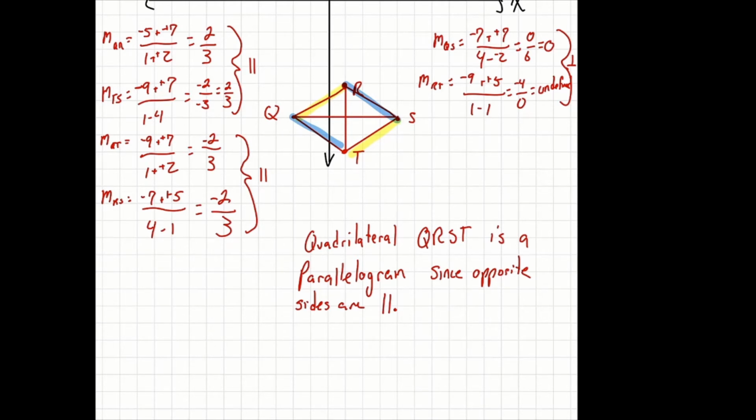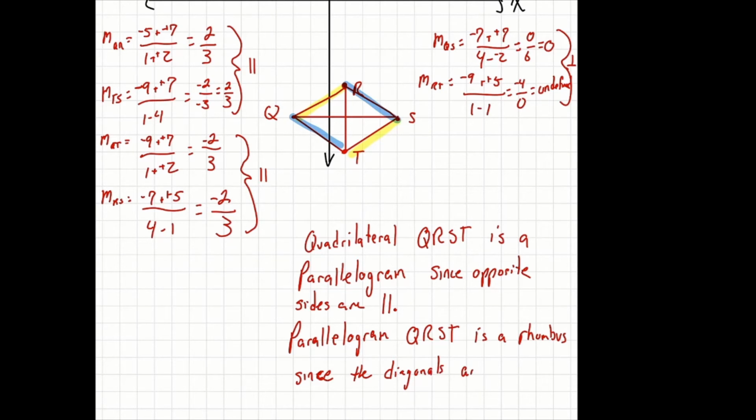Then the next sentence is to justify why it is a rhombus. Now the second sentence can start off with a parallelogram because we've just identified it as such. So parallelogram QRST is a rhombus since the diagonals are perpendicular. And that will complete this proof.